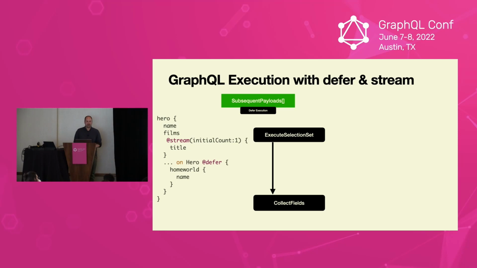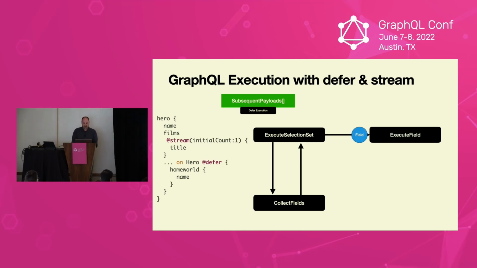So now we've effectively forked execution at the point of this fragment. And we're simultaneously executing our main set of fields and the deferred fields. And from there, collect fields goes and returns the fields back, but now it's not including any of the fields that were on that deferred fragment. And we execute each field again. That resolves the field, calls complete value.